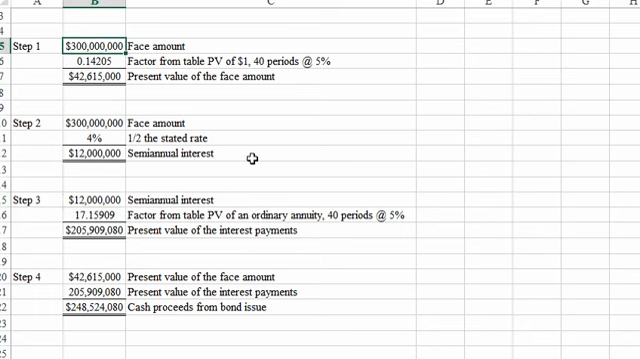We'll get into that quite a bit more with the journal entries and all that in a later chapter, actually in the spring semester. But that's one way these present values are used for accounting purposes.